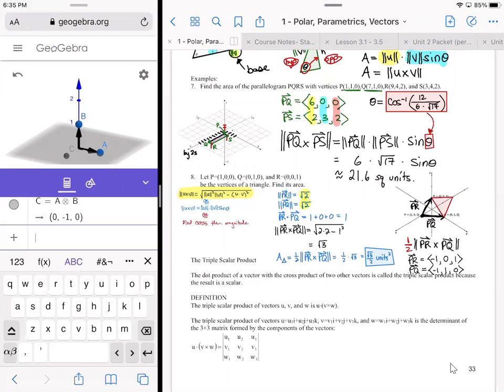So we're up to the triple scalar product, which sounds really fancy. In that case, we're talking about the determinant of a 3x3 matrix. I'm going to show you the concept of vector operations using Desmos, just so we can streamline that.